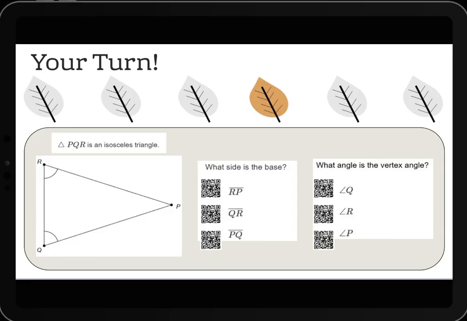So you should have selected QR for the base right here, and the vertex angle, of course, is angle P, the angle opposite the base.